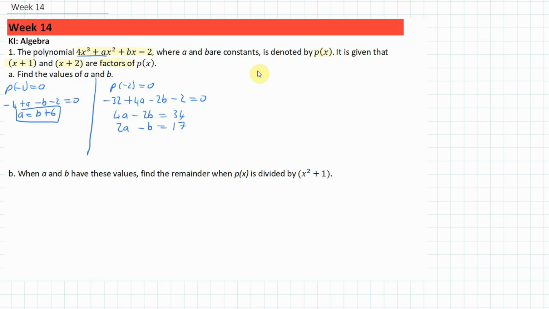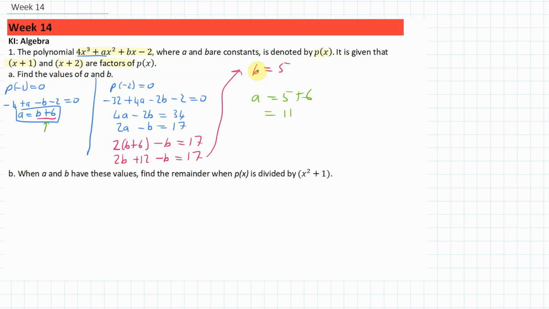And now we can substitute in this fellow here. So 2 times (b plus 6) minus b equals 17. So we get 2b plus 12 minus b equals 17. And this leads us to b is equal to 5. And now we can substitute that in for a. So a is equal to 5 plus 6. I'm just substituting into here now. So a is equal to 11.